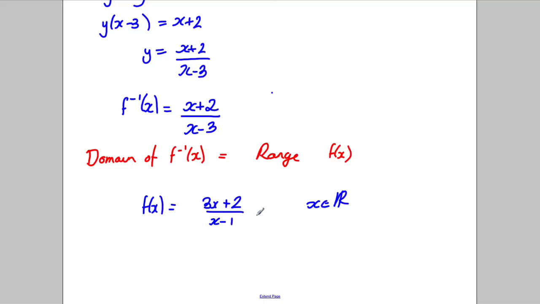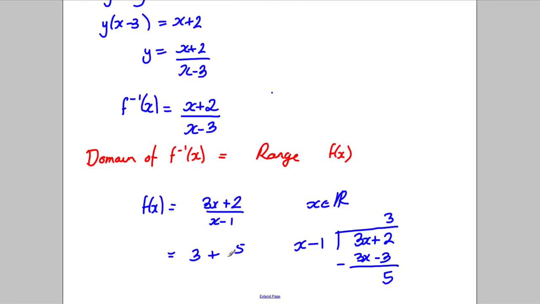Well, yes we could. We've written that in a neater form. We could have performed a little division, so 3x add 2 divided by x subtract 1. And what would we need up here? We'd need a 3, so that 3 multiplied by this would give me 3x take away 3, subtract them and you'd get 5. So you could have written this as 3 plus 5 over x subtract 1.